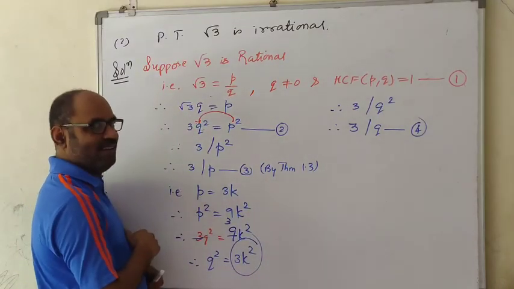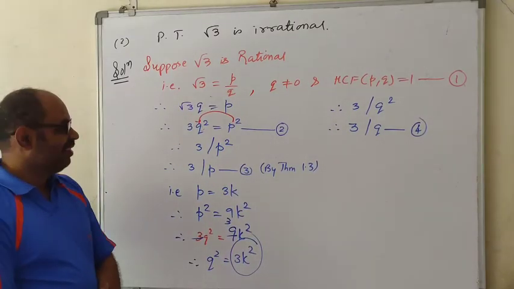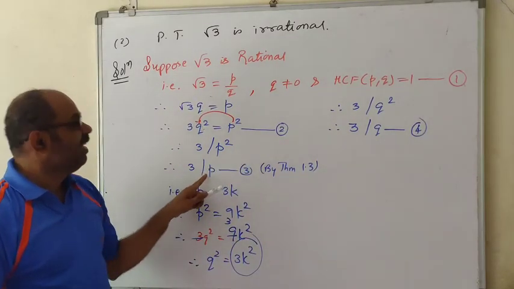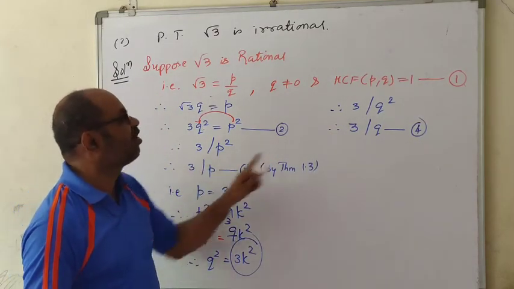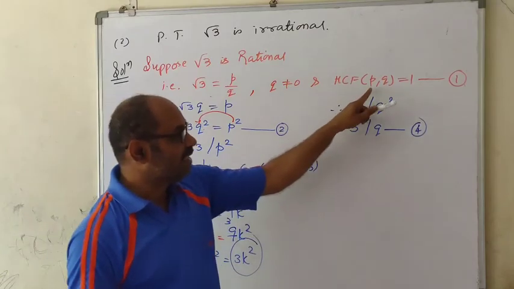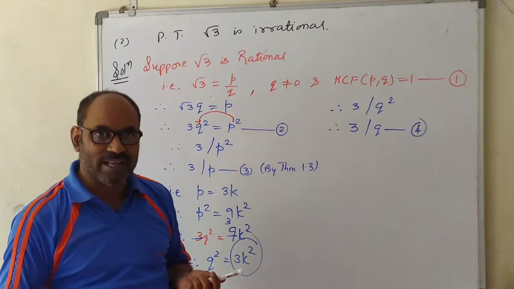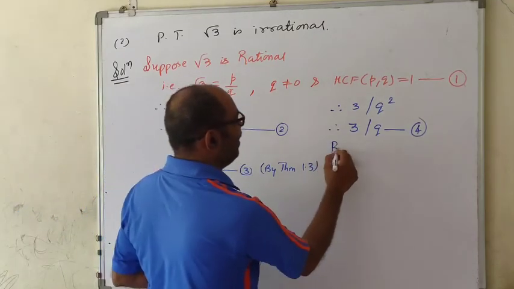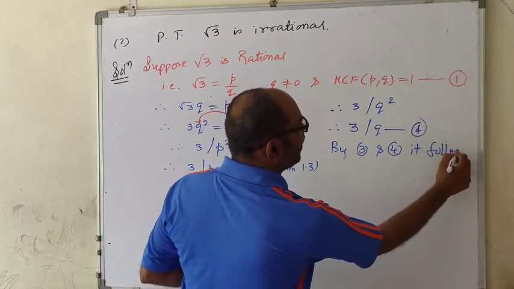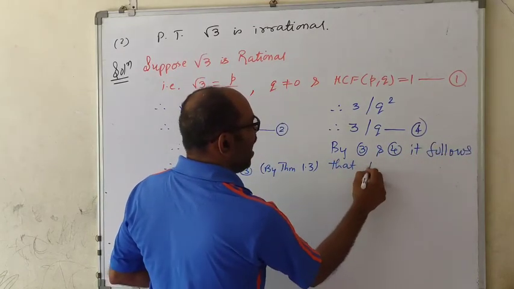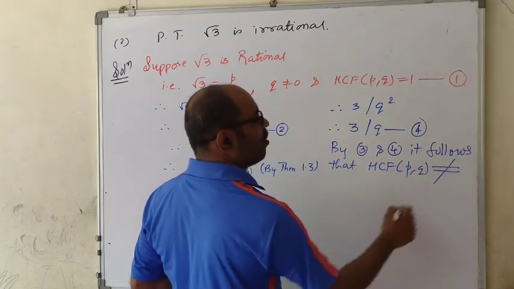3 divides P. 3 divides Q. Are you getting me? 3 divides P and 3 divides Q. So that means 3 is a common factor of P and Q. So the HCF of P and Q cannot be 1. Now 3 is a common factor. It cannot be 1. So by 3 and 4, it follows that HCF of P and Q cannot be equal to 1.